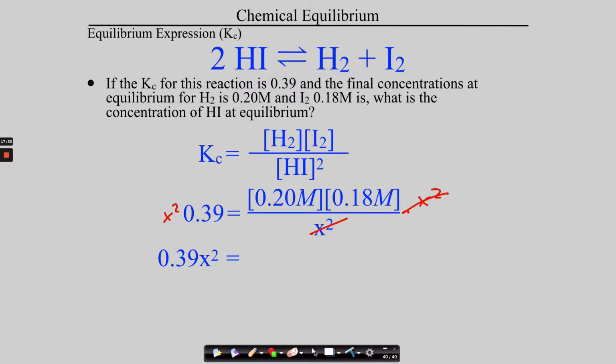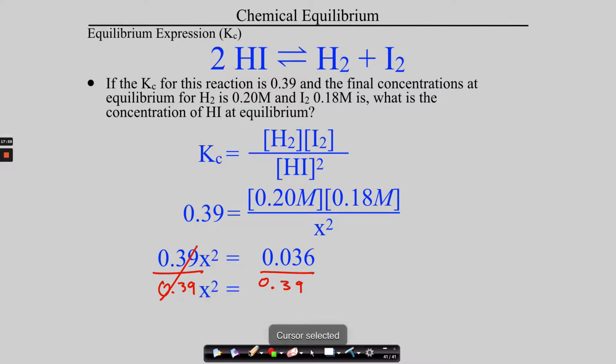0.39x equals this side. I just plugged this into my calculator to get this one. And now I need to get x alone. Okay, to get x alone, I've got to do the opposite of this, right? To get this onto the other side. So this is being multiplied by x squared. So I'm going to divide it by 0.39 and divide this by 0.39. That cancels this out, leaving me with x squared.